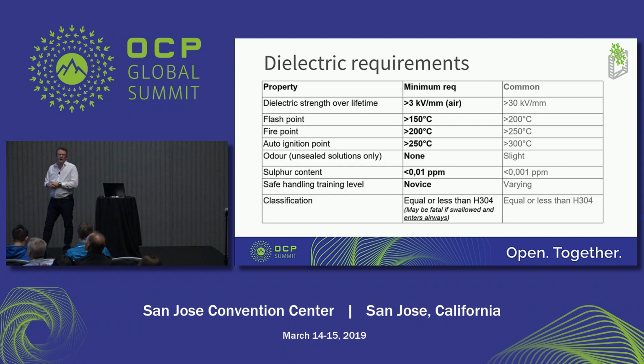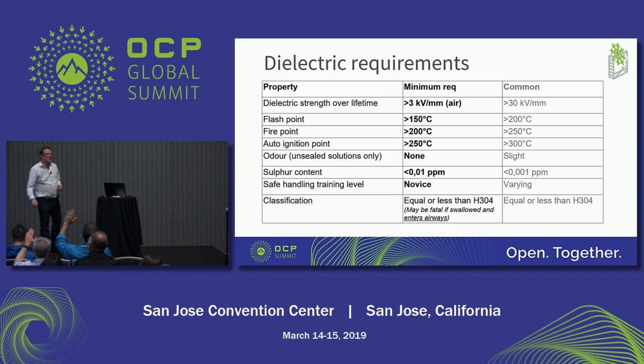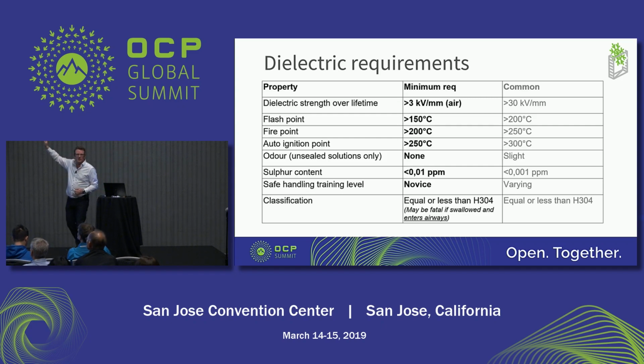Now, here's an interesting one. How many of you are actually familiar with dielectric liquids? Can you stick up your hands, please? Right. So you'll probably recognize these figures on the right side, 30 kilovolts per millimeter as a dielectric strength, 35 plus, 40 plus, 45 plus, 50 plus. Does anyone know where those figures come from?